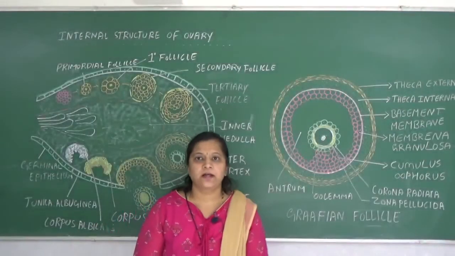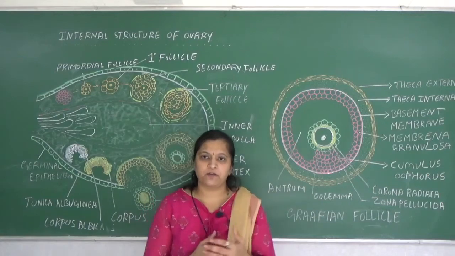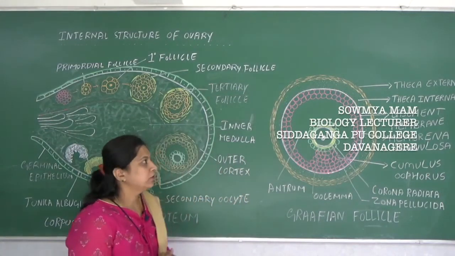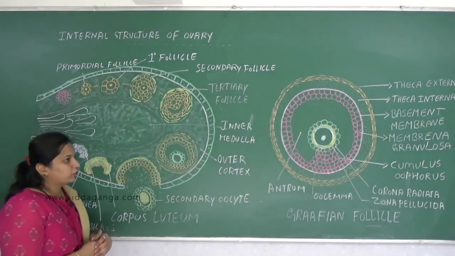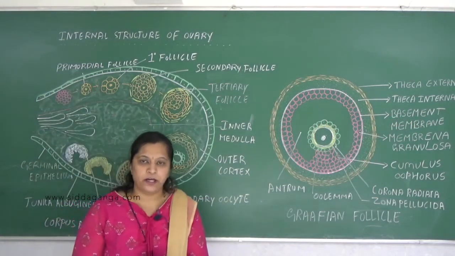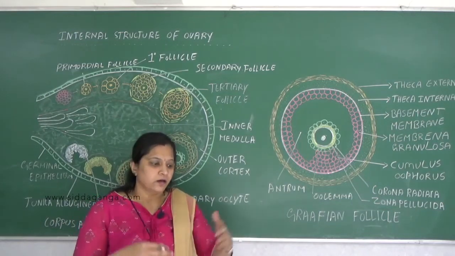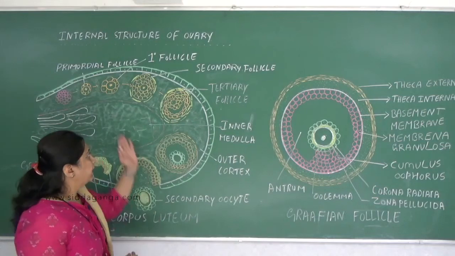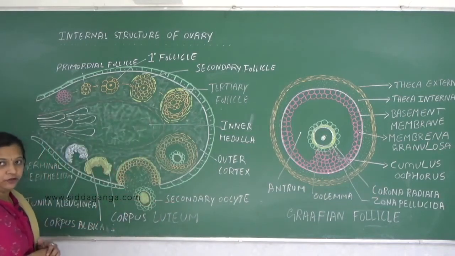Hi everyone. In the last video I discussed the parts of the female reproductive system. So today I am going to discuss the internal structure of the ovary. I already know where exactly the ovaries are located. The two ovaries are located in the lower abdominal cavity, one on each side, and they are almond shaped structures.